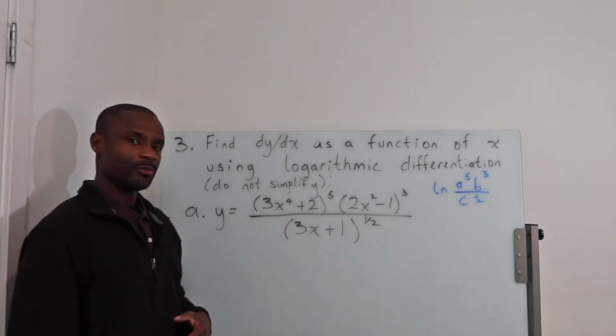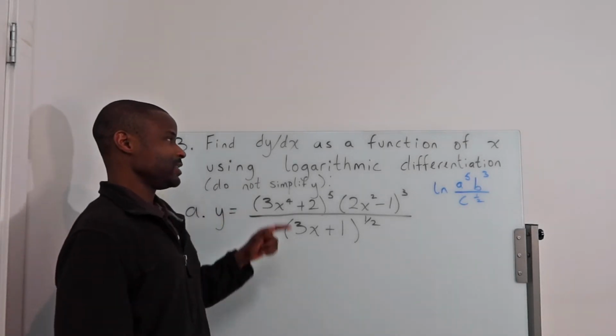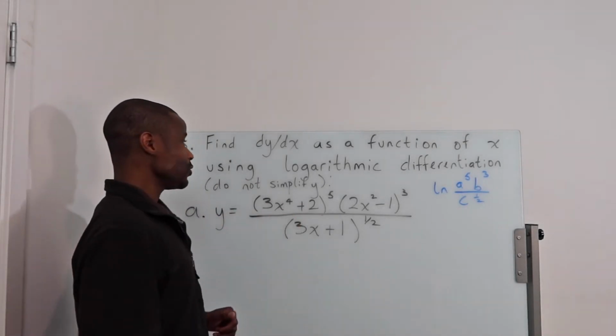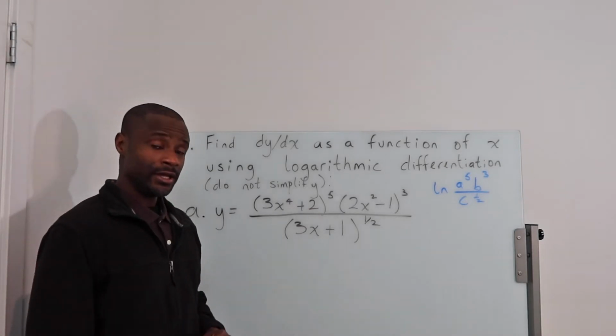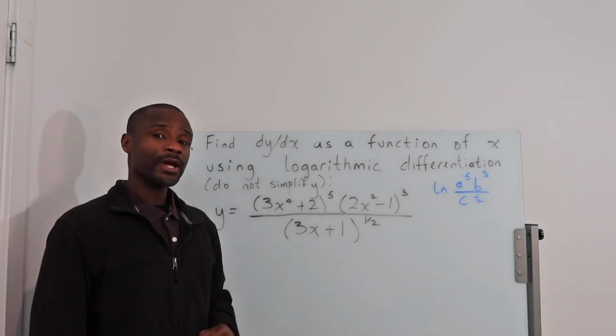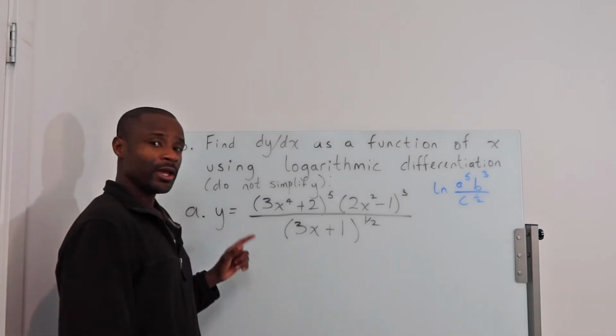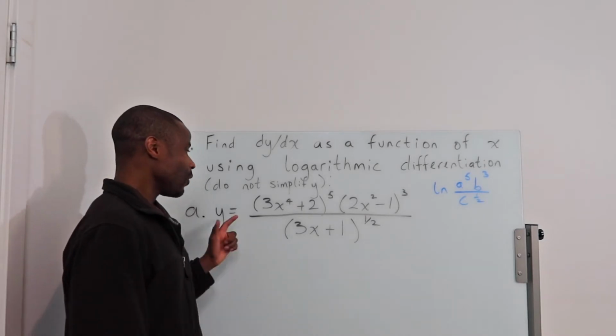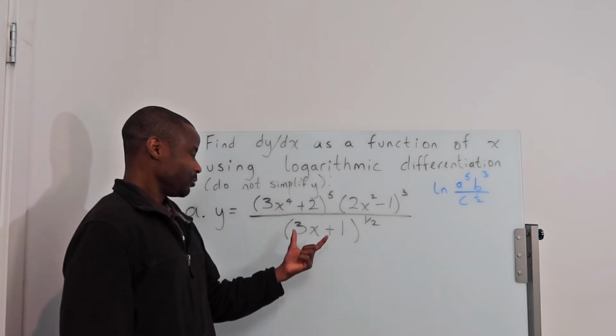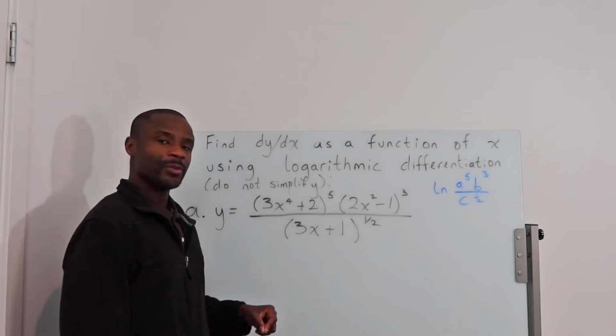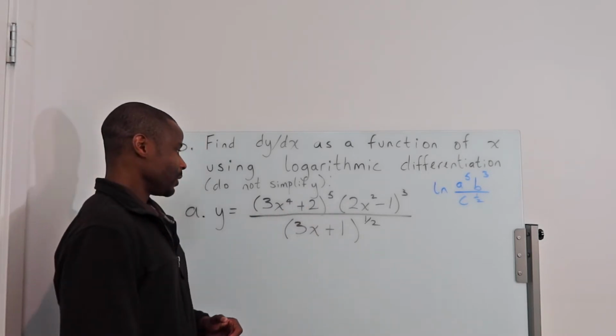We have our third problem here, and we're told to find dy/dx as a function of x using logarithmic differentiation, and as with the first problem, we are asked not to simplify. Part A is a quotient. We have y equals a ratio, basically, of these two terms. So how do we go about solving this?